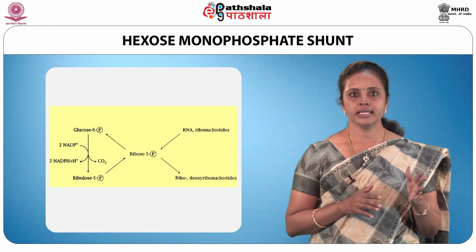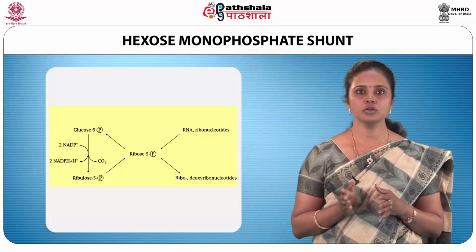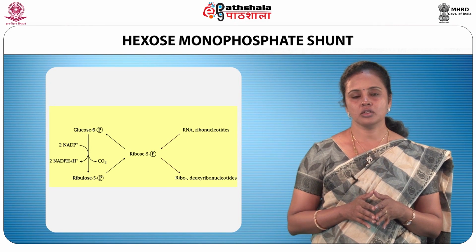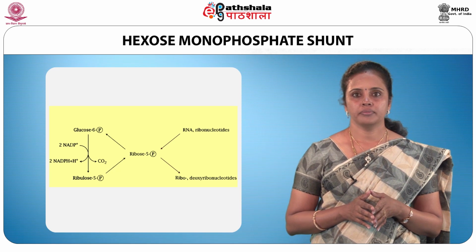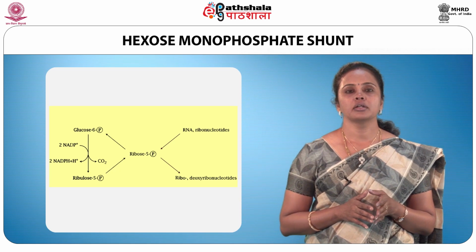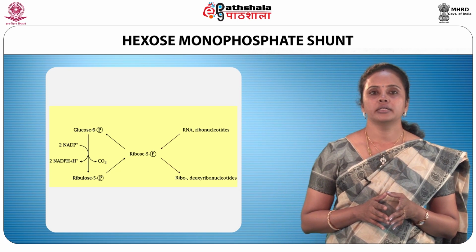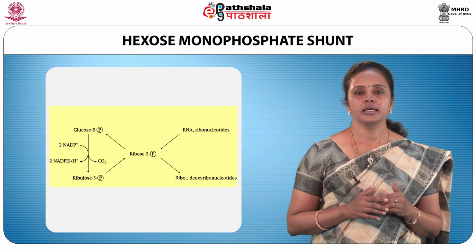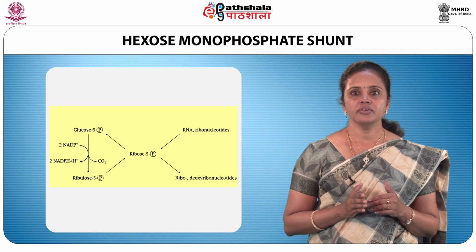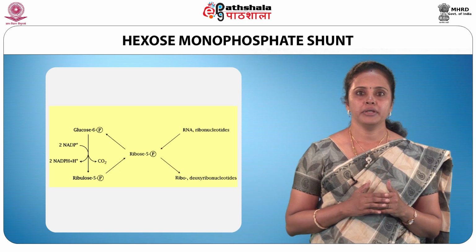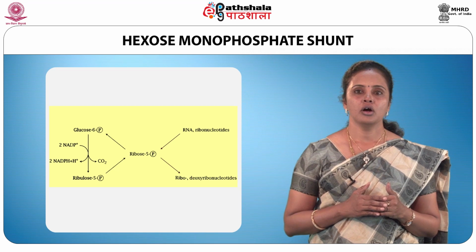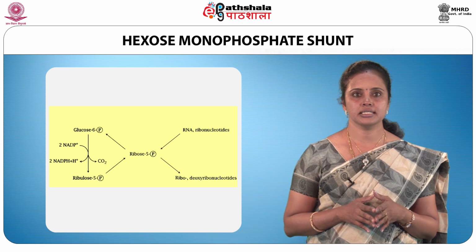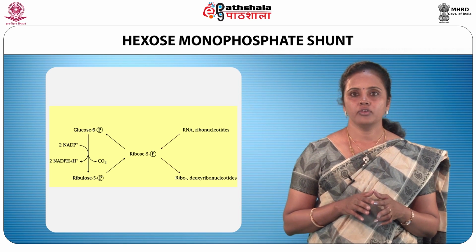Now, we will move on to the next topic, that is the hexose monophosphate shunt. The hexose monophosphate pathway, otherwise called the pentose phosphate pathway, is involved in the production of NADPH required for a variety of cellular functions. This NADPH production is controlled by the relative levels of NADP and NADPH that alter the activity of one important enzyme, that is glucose 6-phosphate dehydrogenase. This is the control enzyme for the pathway.